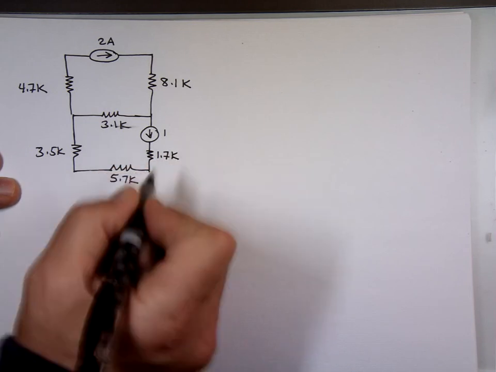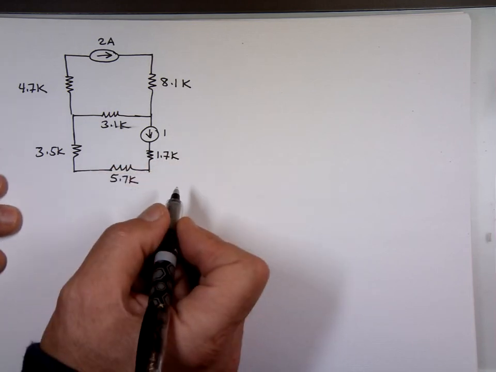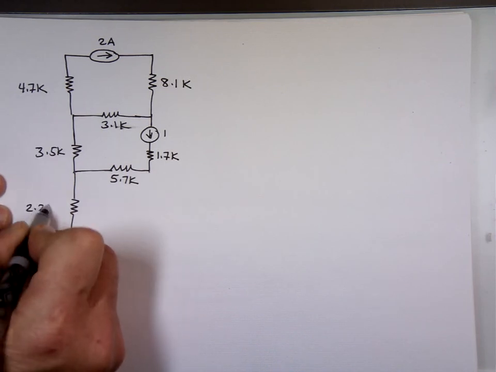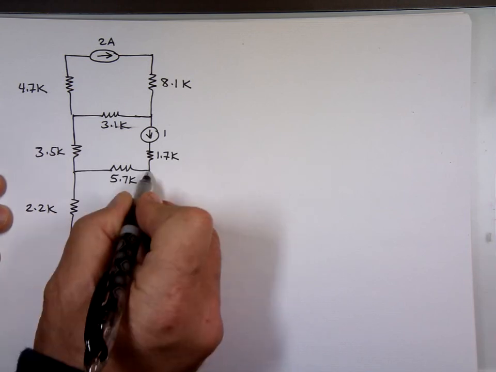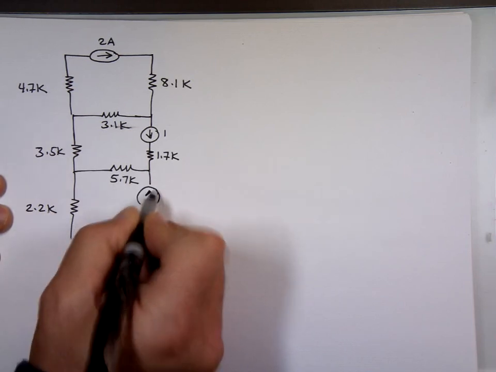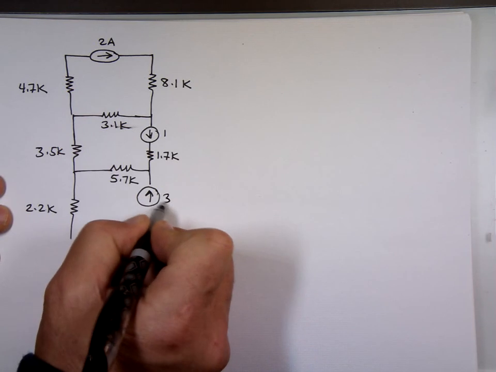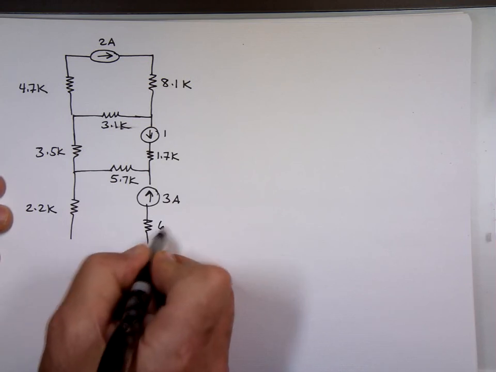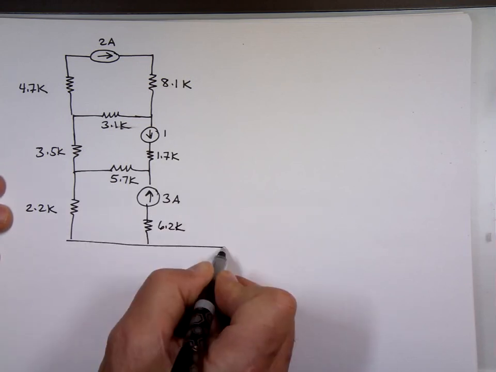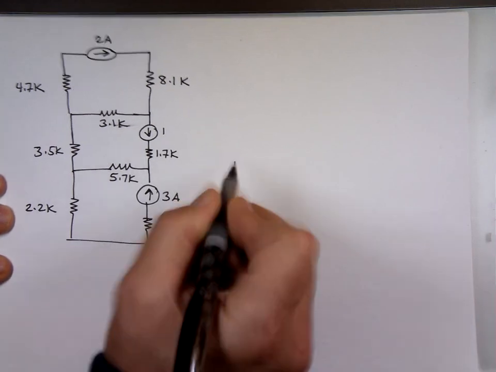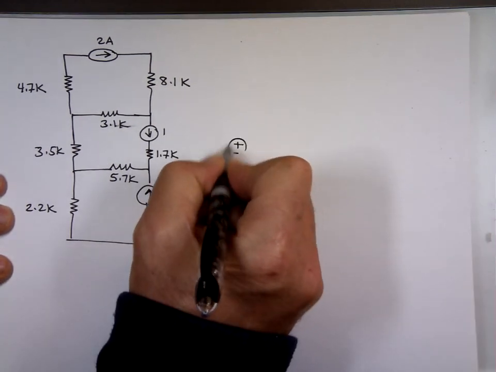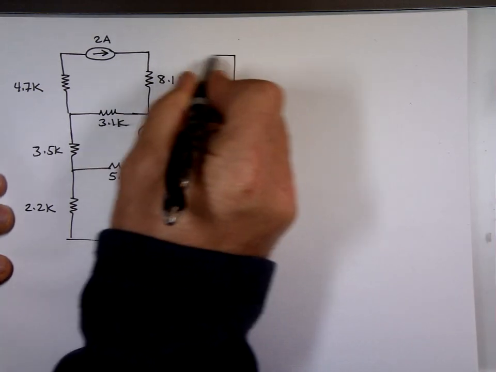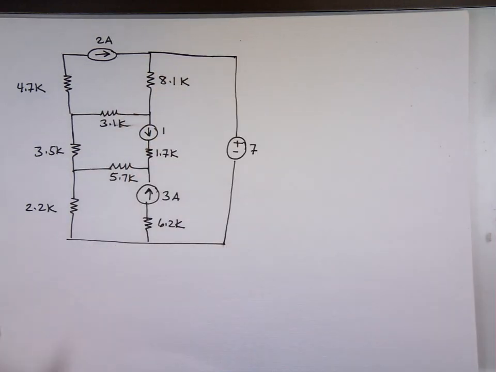We're not done with it. We have a 2.2K coming down. I want an ugly one. I think I found one. We have a current source pointing upward there of 3 amps. We got a resistor here of 6.2K. All of that, 7 volts. That's my circuit.